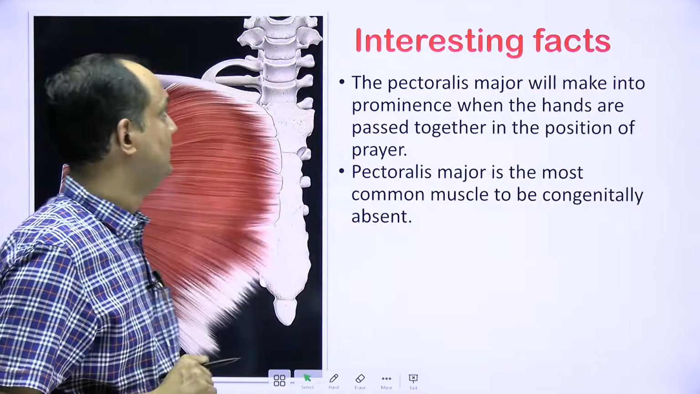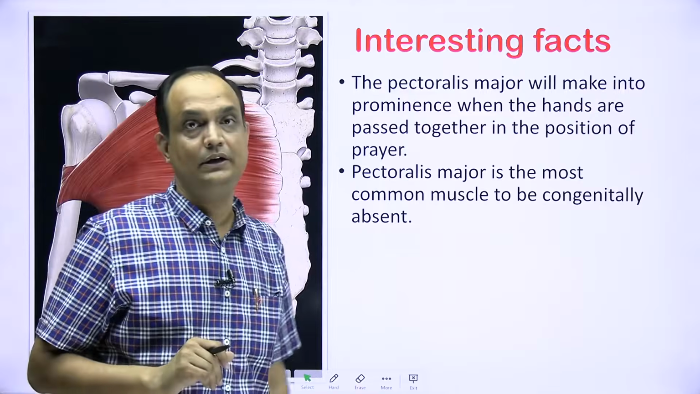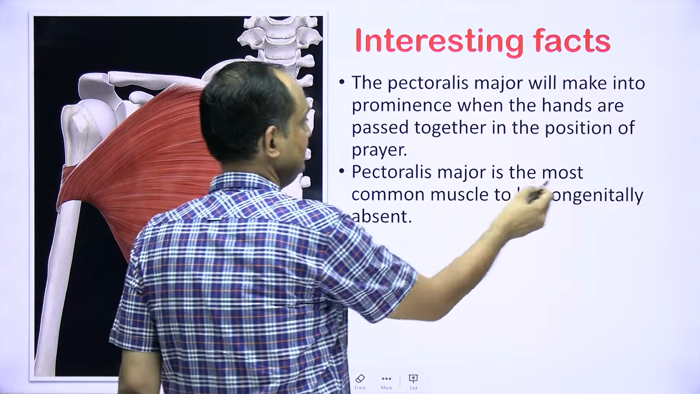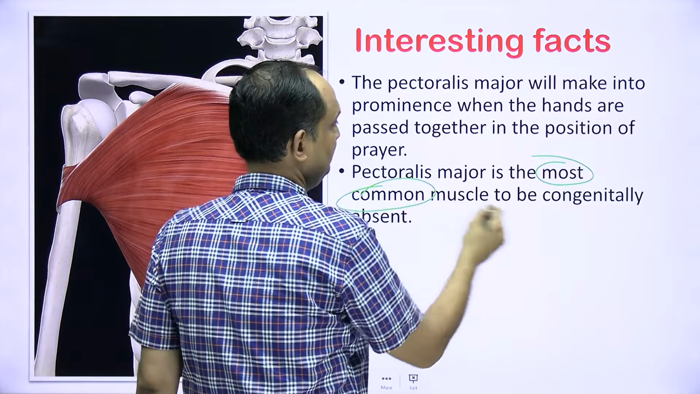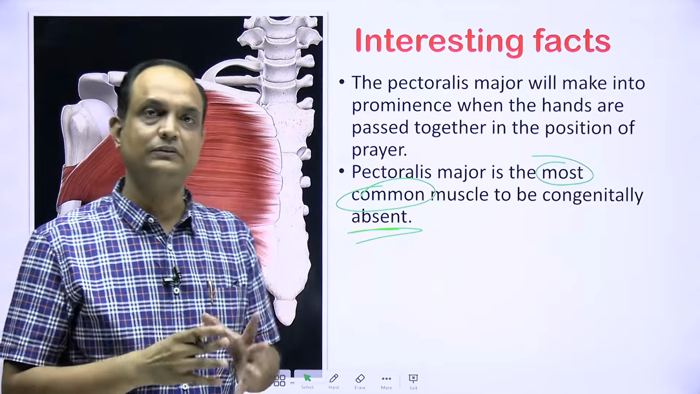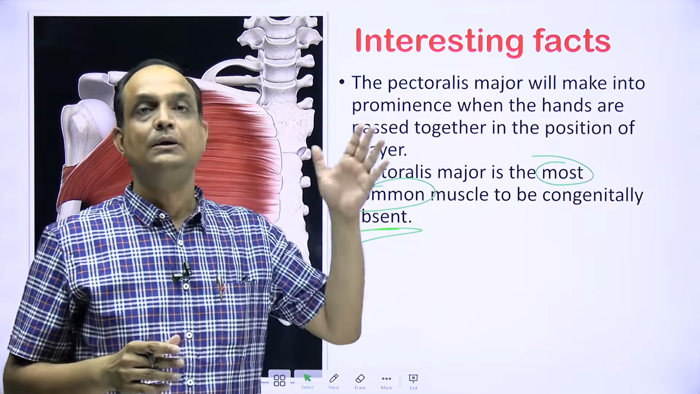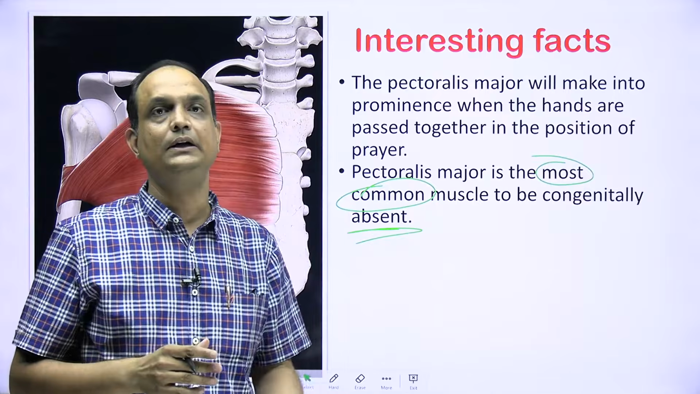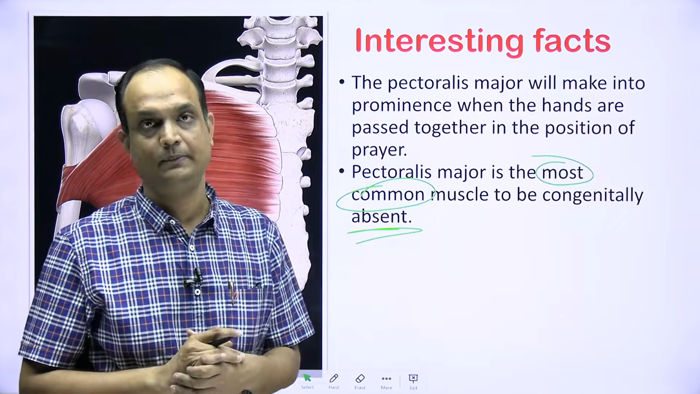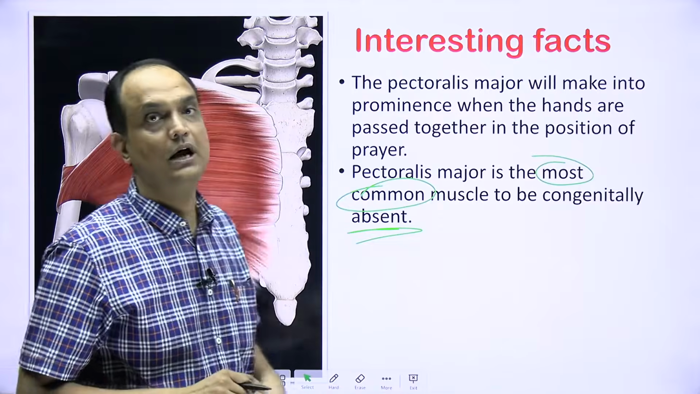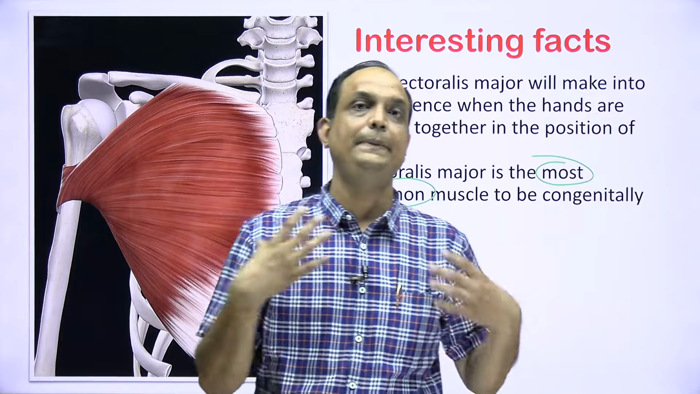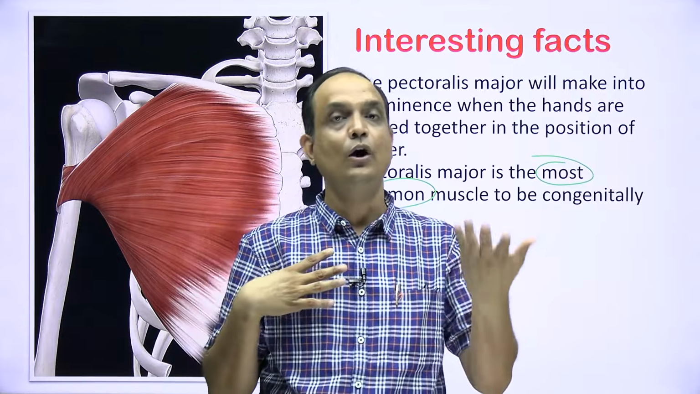Now there are two interesting facts about this muscle. First, the pectoralis major is the most commonly absent congenital muscle. Now if you have this question, which of the following muscles has a high probability of being absent congenitally, the answer is pectoralis major. The second question is, if you want to make the pectoralis major muscle prominent, how to do it?